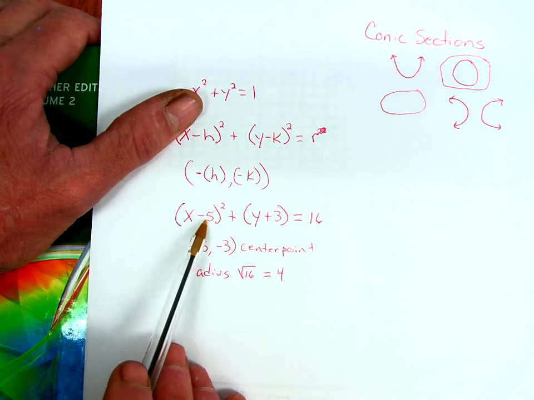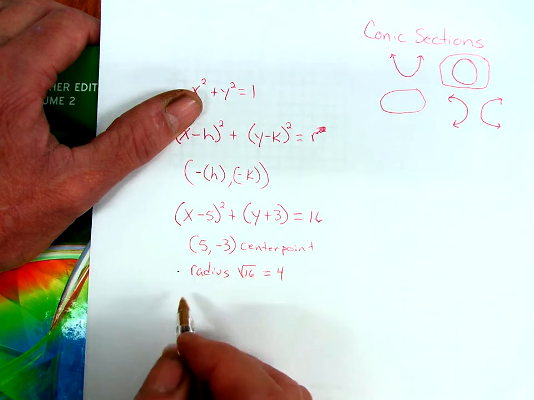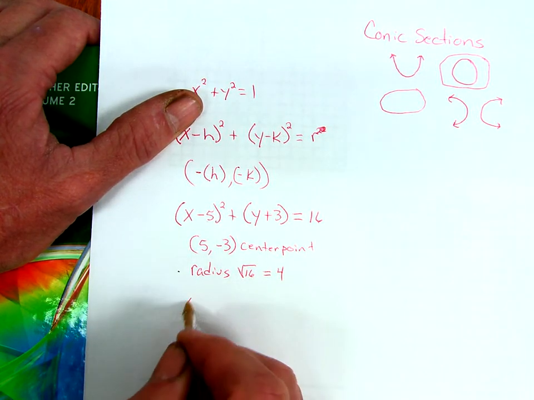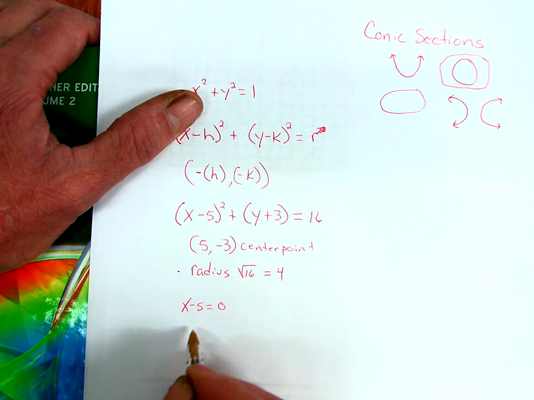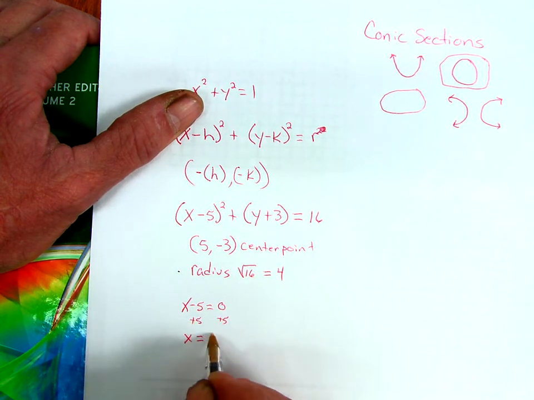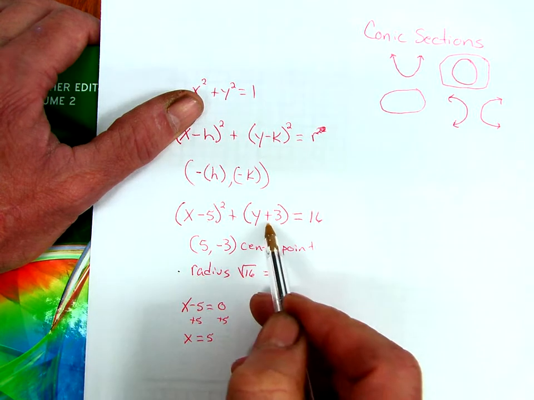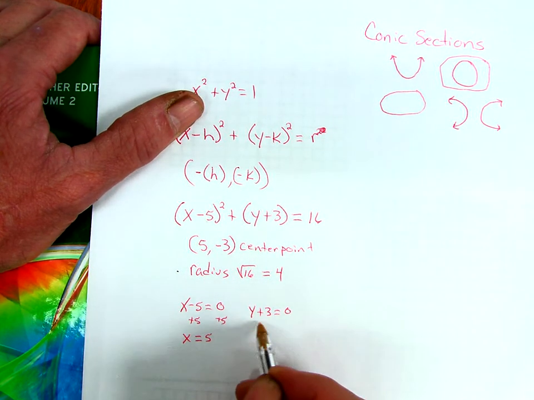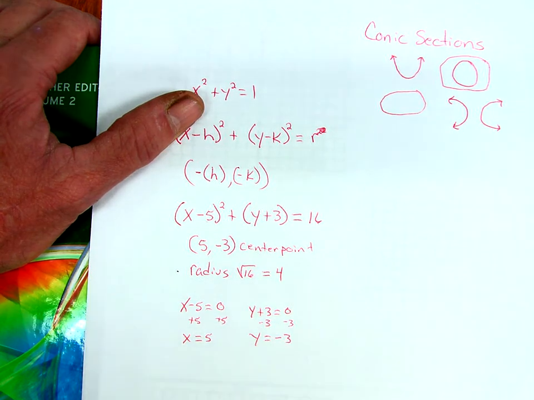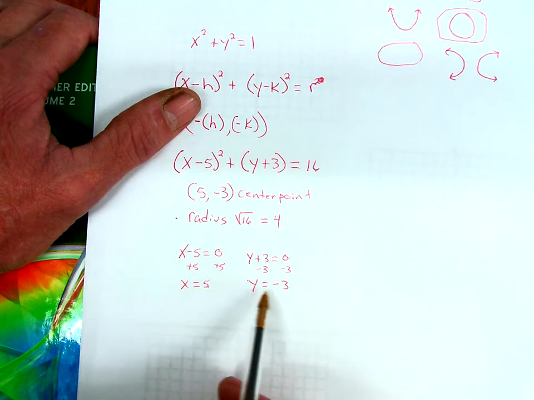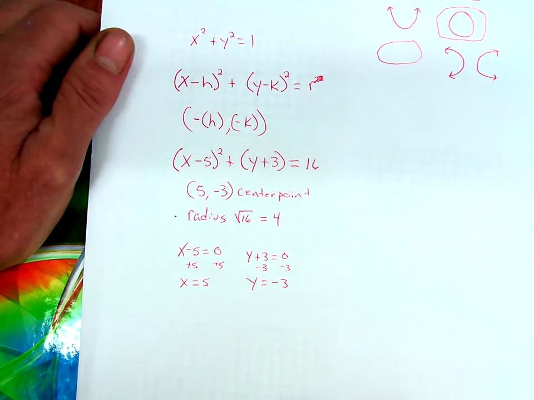Why is it the opposite of this number and the opposite of that number? Well, we've done this before. You set this equal to 0 and you solve. So x minus 5 equals 0, plus 5, x equals 5. Now we're also setting this one equal to 0, y plus 3 equals 0, minus 3, y equals negative 3. That's why the center of the circle is at the point positive 5, negative 3.